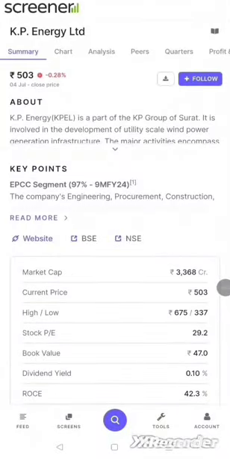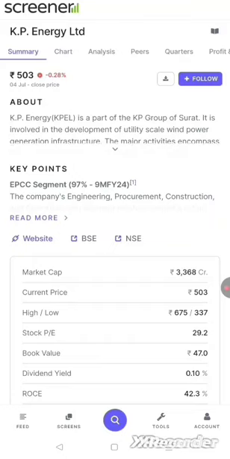Hi guys, today I'll try to explain a very important concept, which is the forward PE or the forward EPS. When I say forward PE, it means what would be the price to earnings ratio of a company after 1 year or 2 years, depending upon the management guidance. So let's take an example of KP Energy over here.